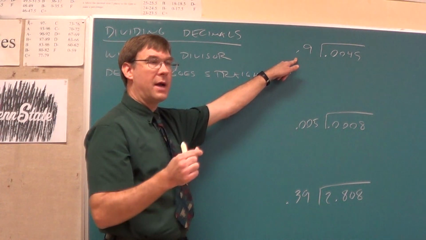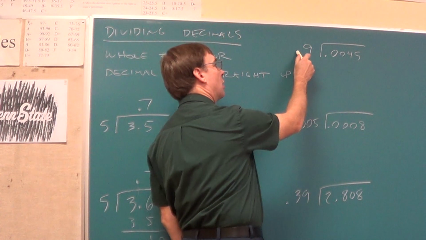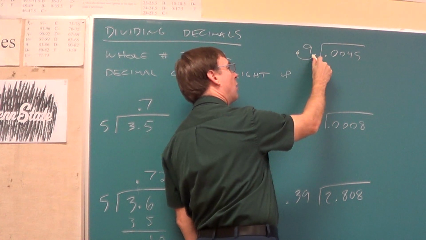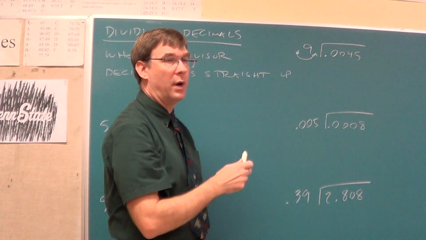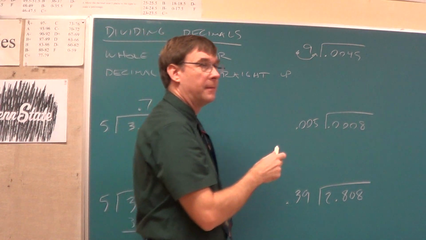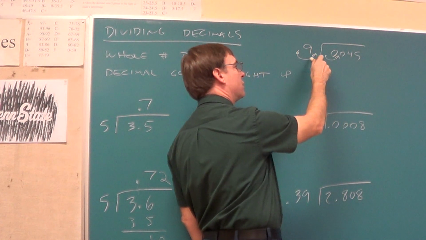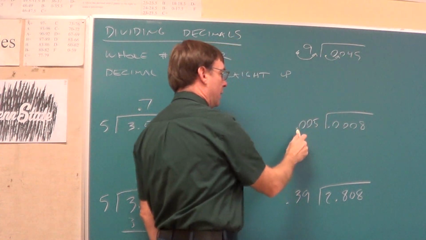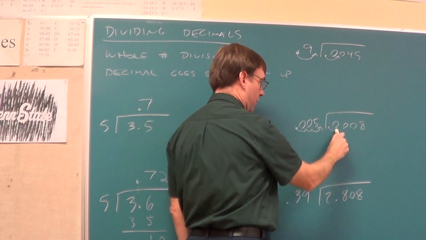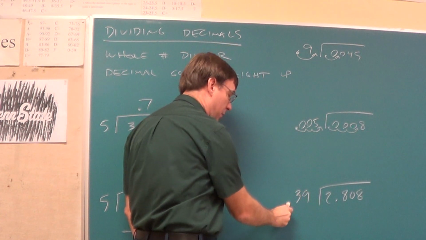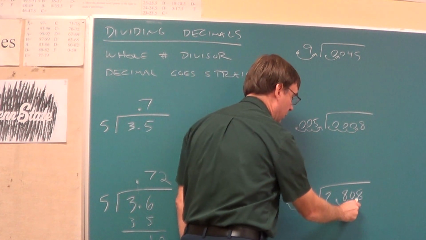Why is this one not ready right now to divide? Because the divisor is not a whole number. Not a whole number. So we have to take the decimal in the divisor and go right 1 position. If the divisor goes right 1 position, do you remember what else has to happen? The dividend has to move the same amount. So if this moves over 1, this is going to move over 1. This has to move over 3. So this has to move 3. This one has to move 2. So this moves 2.